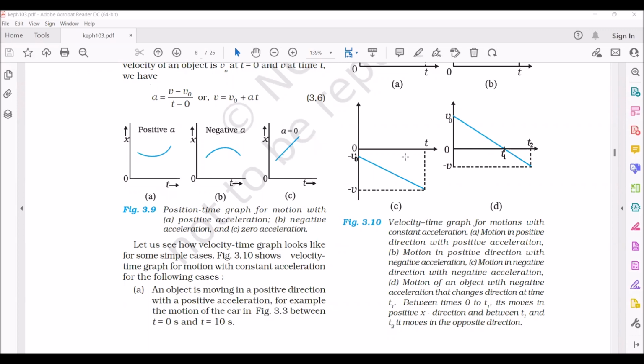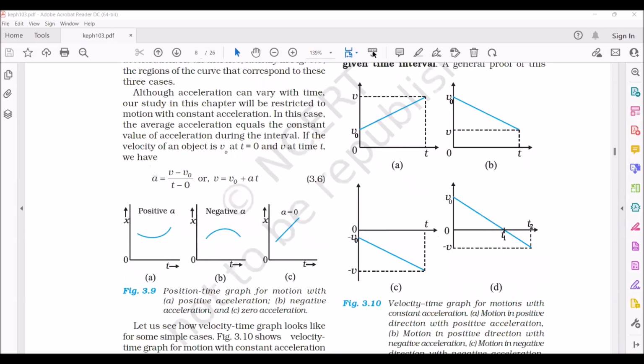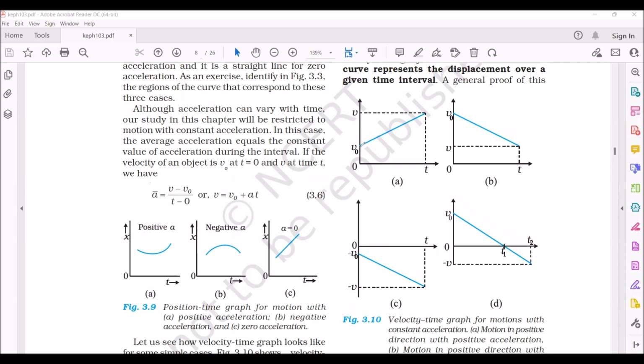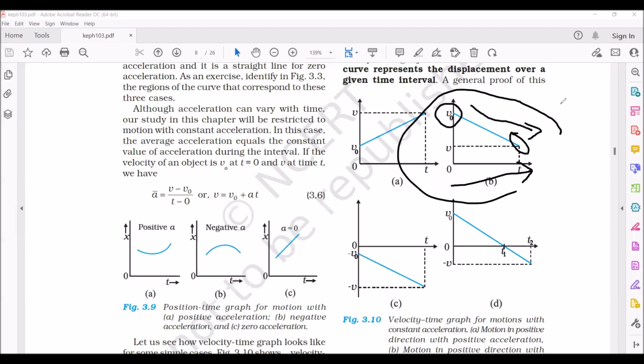If we take a velocity-time graph, with velocity on the y-axis and time on the x-axis, and observe the first graph in the first quadrant, the initial velocity is v naught and the final velocity is v. From time 0 to t, the velocity is rising, so the acceleration is positive and constant. In the second graph, the initial velocity is v naught and the final velocity is v, and the velocity is decreasing with respect to time, so the acceleration is negative.